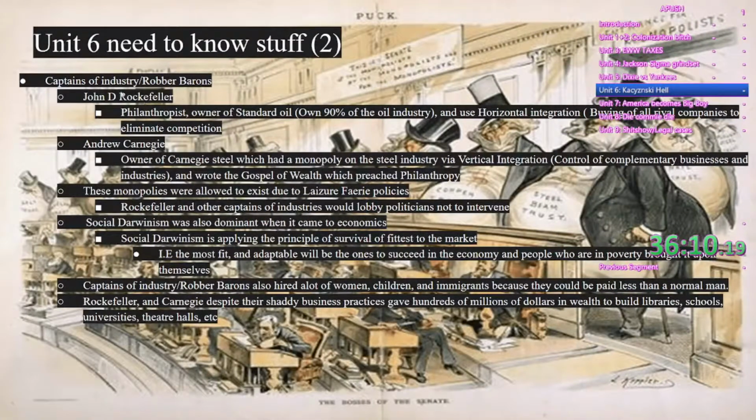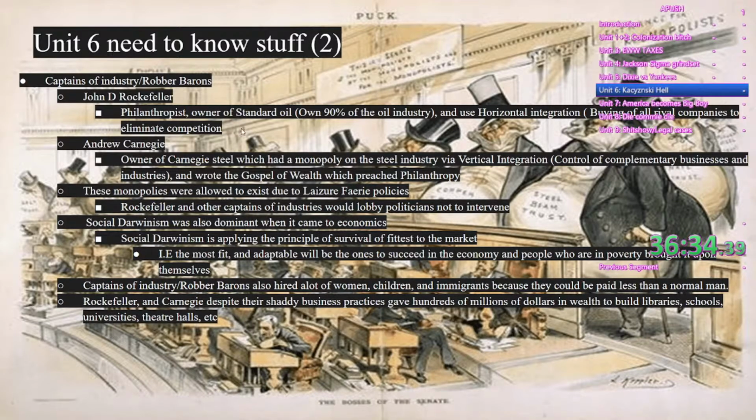Now, Unit 6 also deals with the captains of industry, or the robber barons. The two most important people would be John D. Rockefeller and Andrew Carnegie. Both used horizontal integration and vertical integration to establish large-scale monopolies in their respective industries.